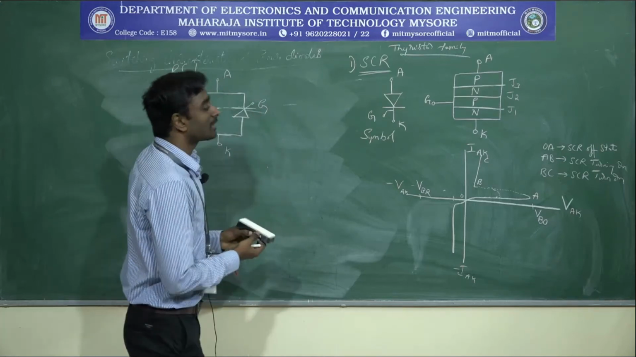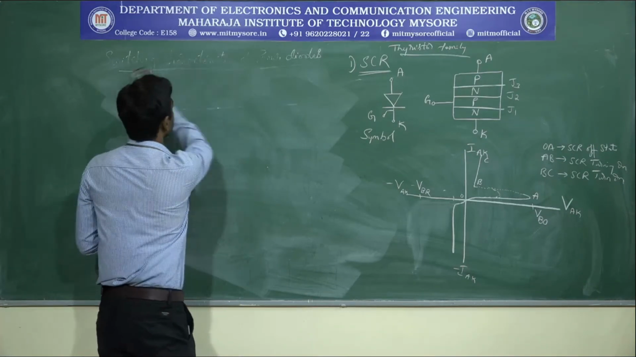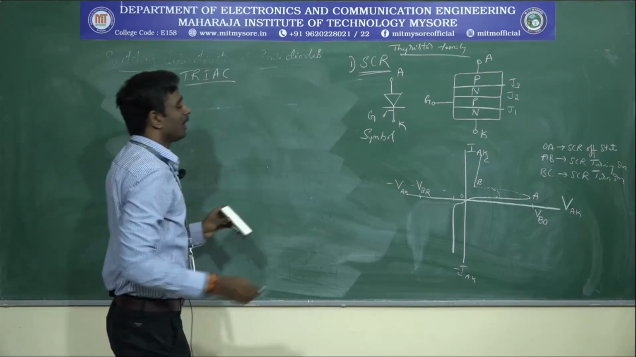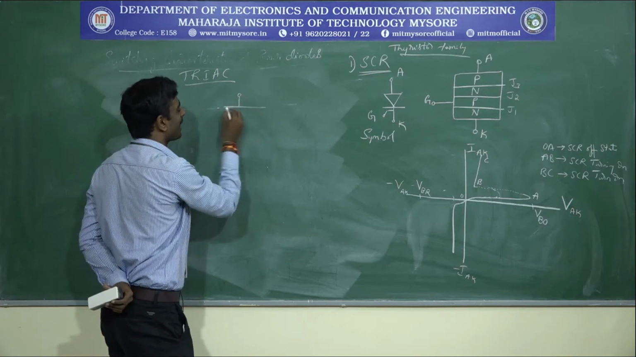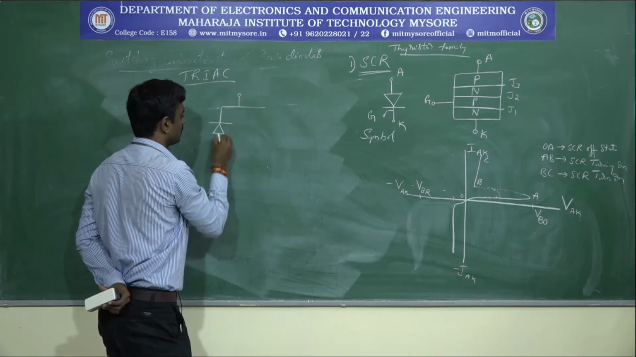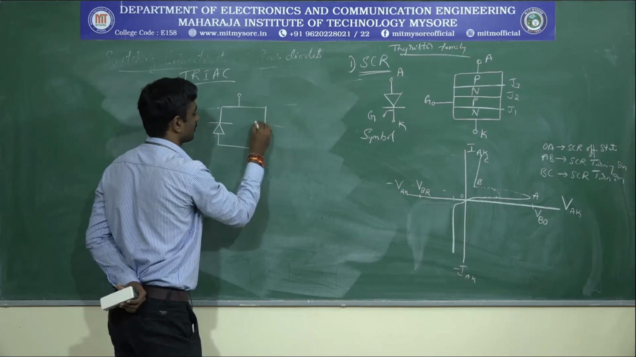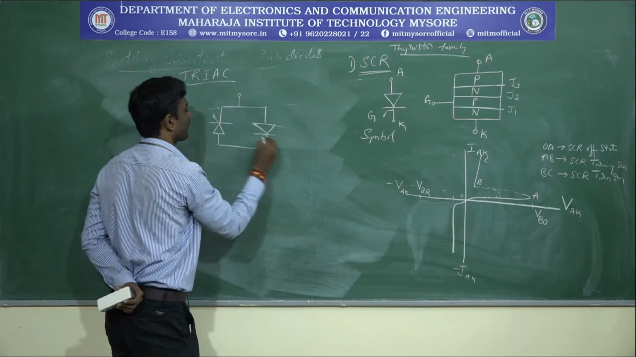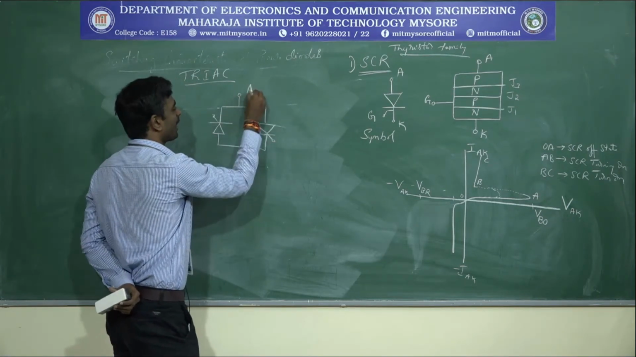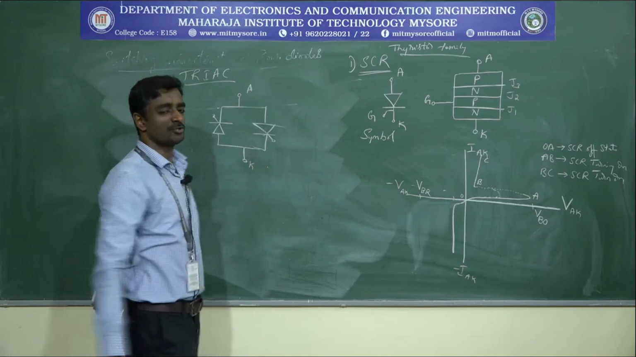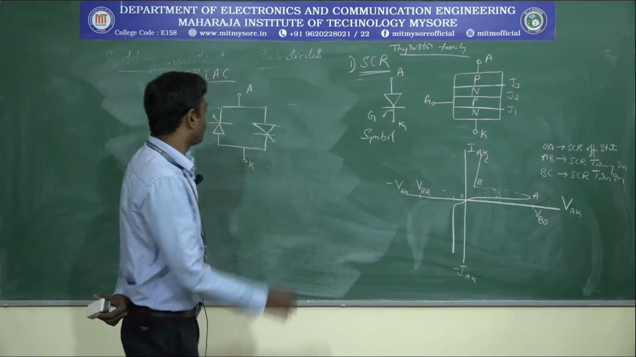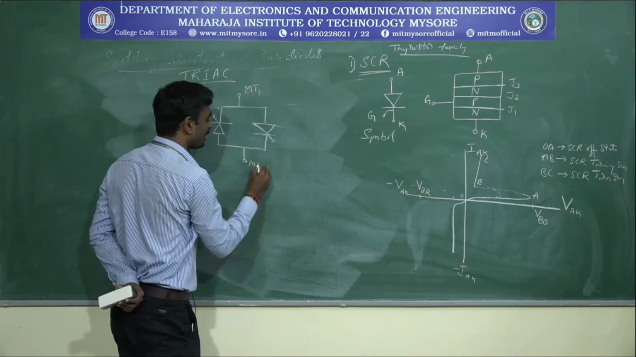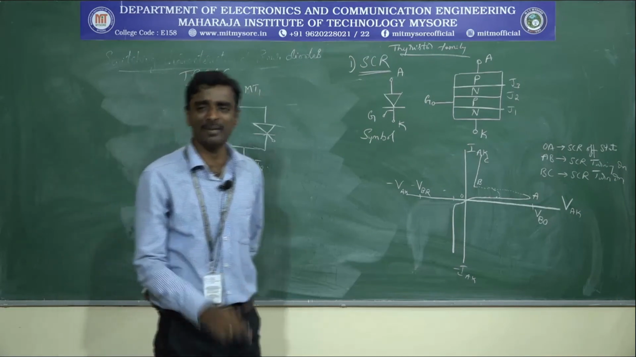Next one is the triac. If you consider the triac, I will be using anti-parallel SCRs in this case. These are the anti-parallel SCRs I will be using for the triac, where I will not be mentioning the terminals as anode and cathode. I will be mentioning them as MT1 and MT2, that is main terminal 1 and main terminal 2.